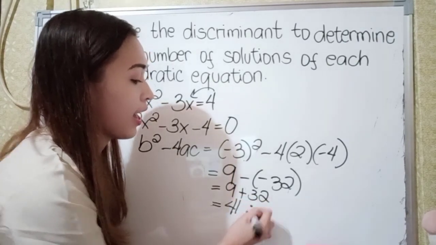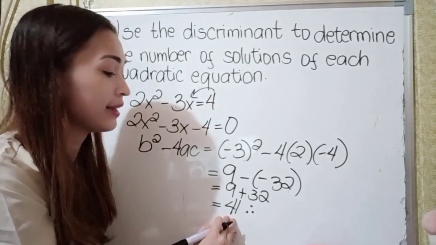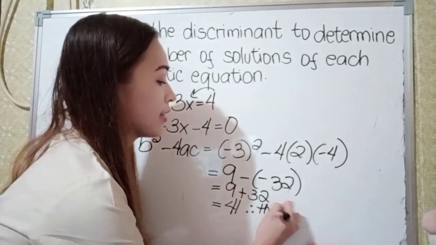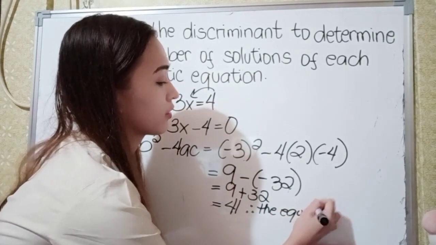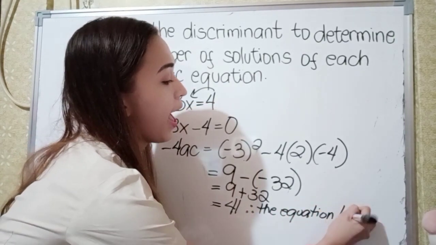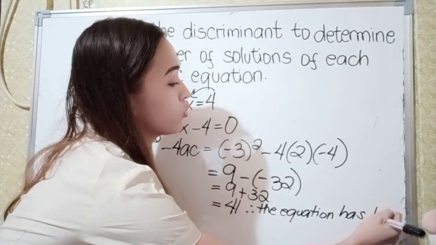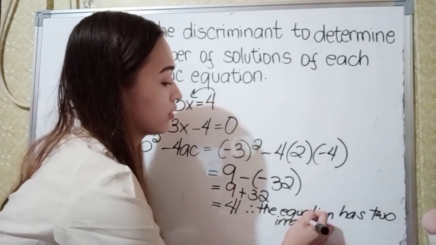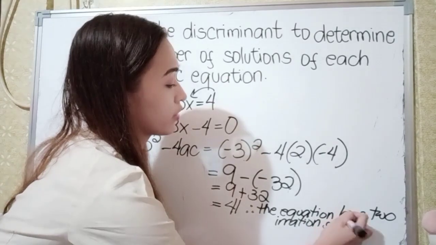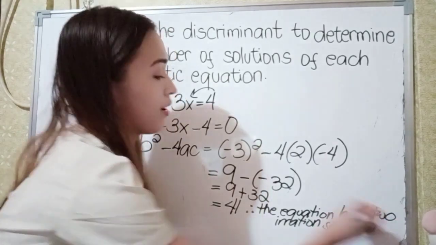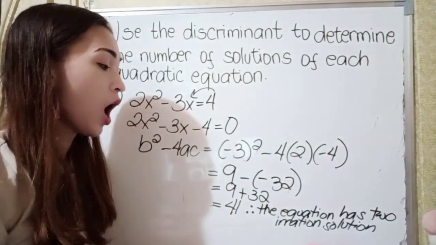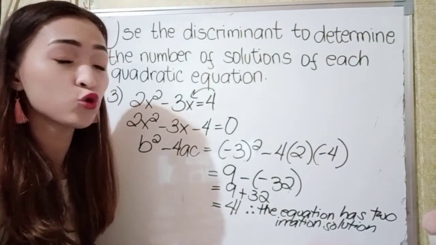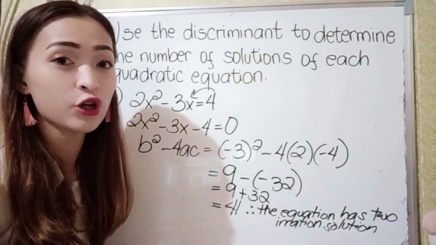Since our discriminant is a positive number, therefore the equation has two irrational solutions. Okay, since our discriminant is positive, therefore the equation has two irrational solutions.